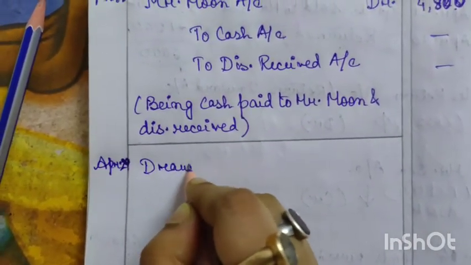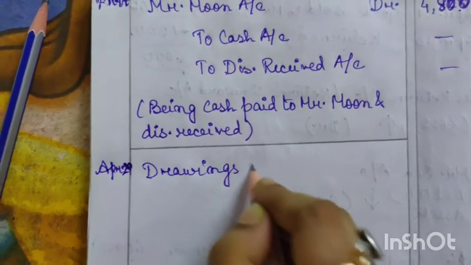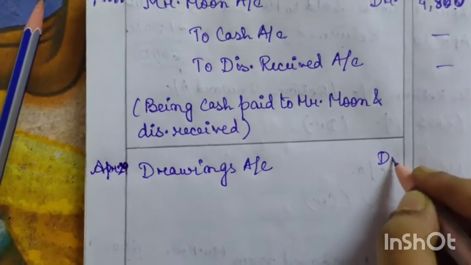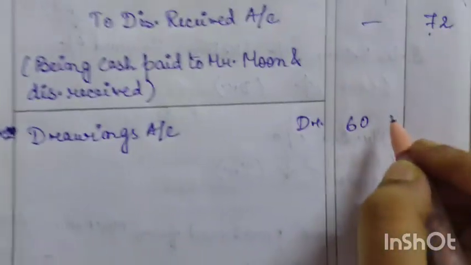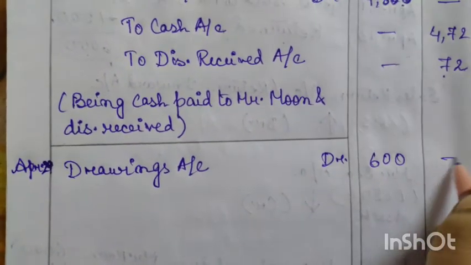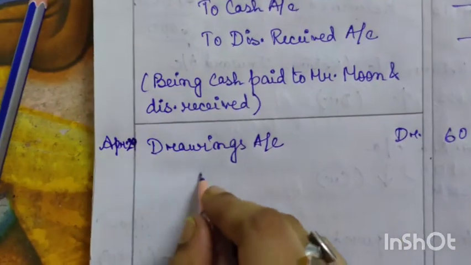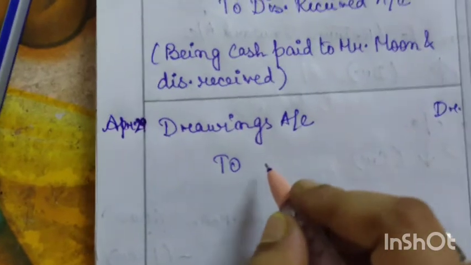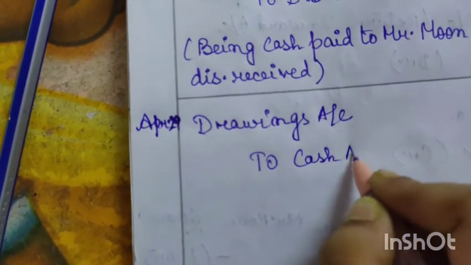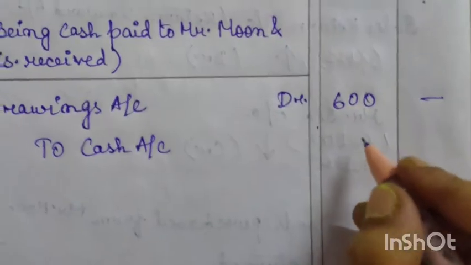Drawings account debited. How much have we withdrawn? We have withdrawn 600. Okay, so we'll write in drawings account 600. To which account is credited? Cash account is credited. So we'll write here to cash account, it is 600.